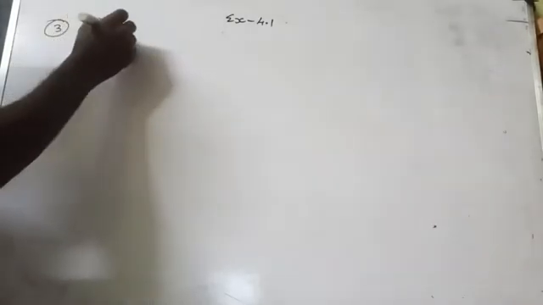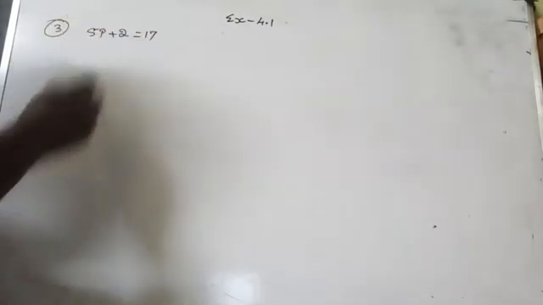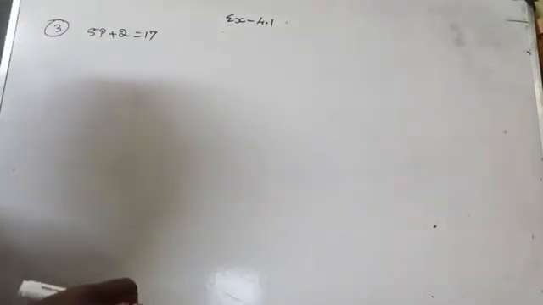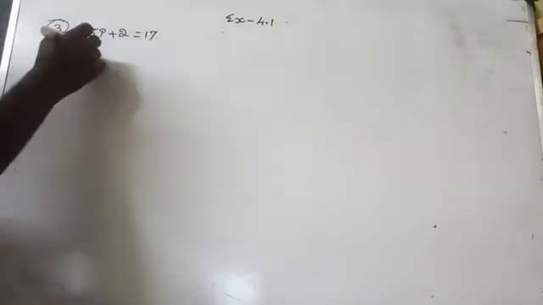Look at question number 3 now. Solve the following equation by trial and error method: 5p plus 2 equals 17. That is, for what value of p will the given equation be satisfied? Now first, you can take the left hand side.